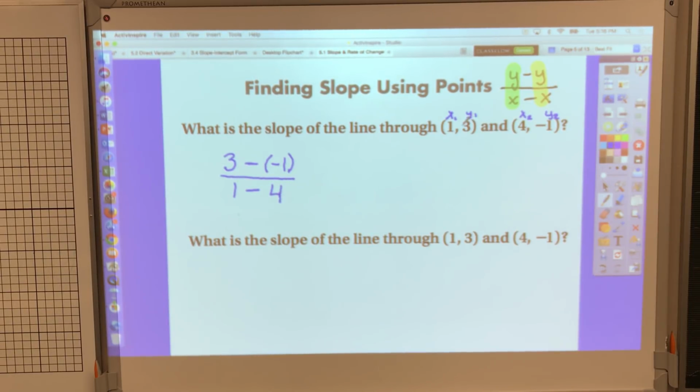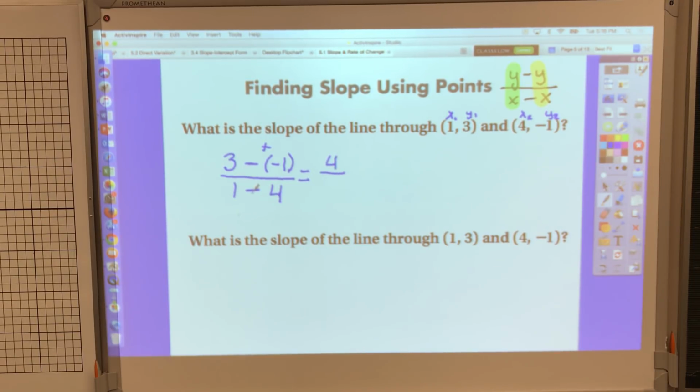So it's y, the 3 minus a negative 1, over the x's, which is 1 minus 4. Okay? So when I take 3 minus a negative 1, this becomes a positive. So I really have 3 plus 1, which is 4.